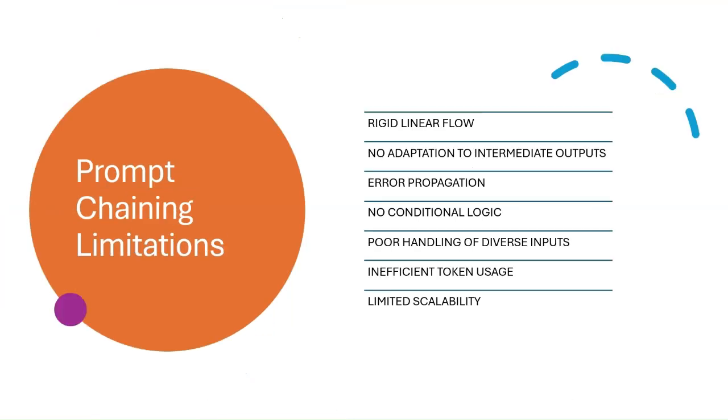All right. First, what are the limitations of prompt chaining? Prompt chaining follows a rigid linear workflow with limited adaptability. Errors in one step can propagate through the entire workflow. It lacks strong conditional logic for handling diverse inputs. Repeated prompts can increase token usage and operational cost. As the workflow grows, scalability and maintenance become more challenging. This is why modern agentic AI is moving towards adaptive and stateful orchestration patterns.